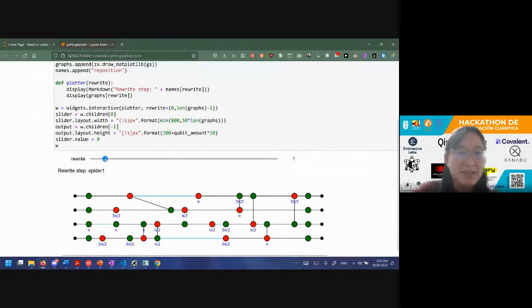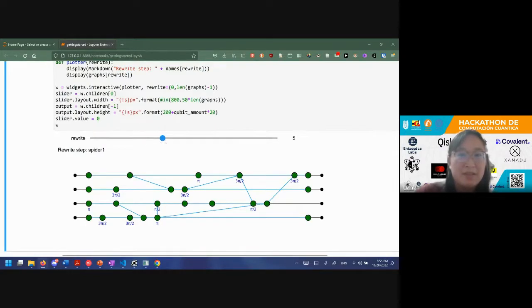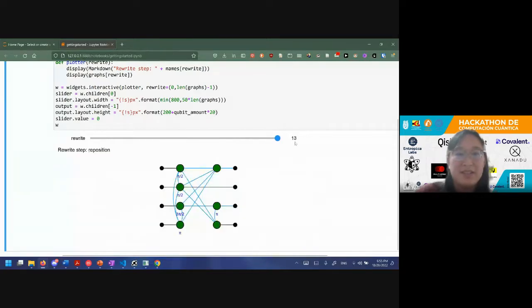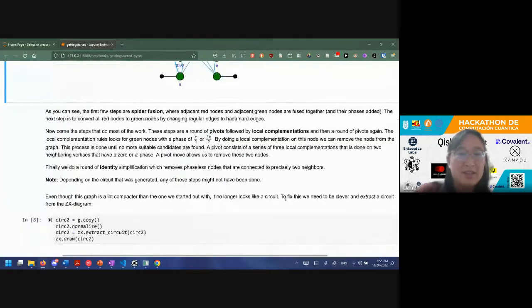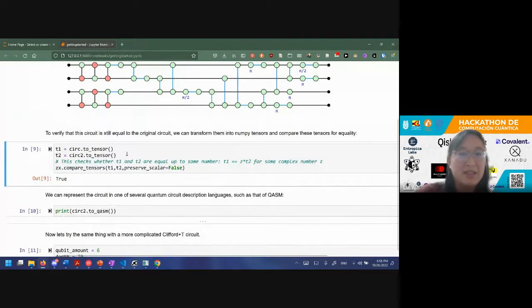But you can also see the steps of rewrite rules that were applied by the software. So you can have the software automatically find rewrite rules for circuit optimization, and you can see for each step what exact rule was applied. And you can see that it got this thing in the end. And then this is the circuit extraction that I talked about. So it gives you this, and you can check that these are equal to the same circuit.